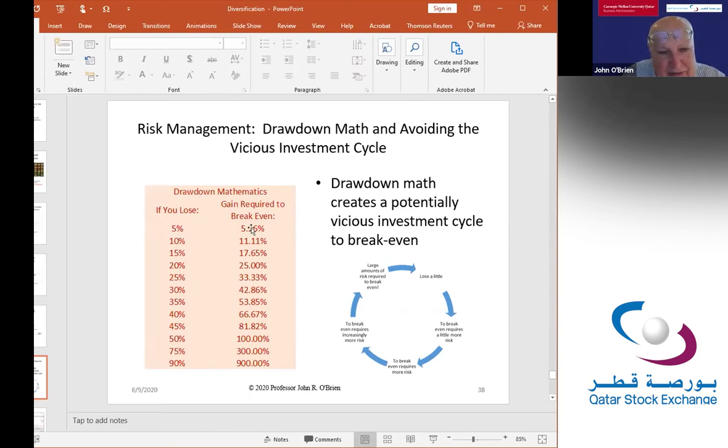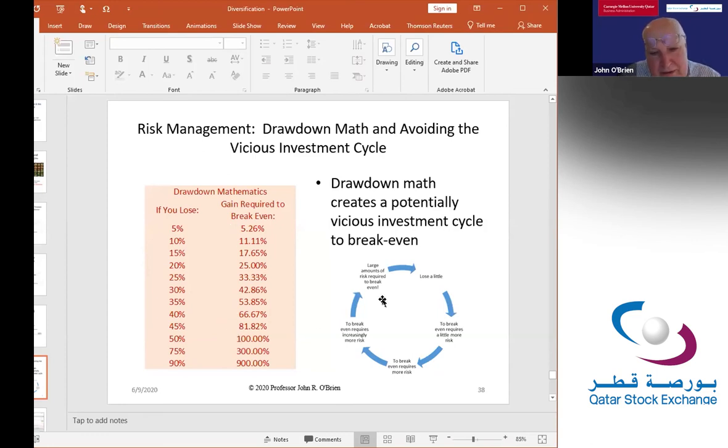The gain to break even now is 5.26%. Okay, so now what do you have to do? You've got to put in a slightly riskier investment. Now, things may work out fine, and then you suddenly lose 10%. Now the gain to break even is 11.1%. If we jump this to 20%, if you lose 20%, you've got to make up 25% to break even. If you lose 40%, now you've got to make up 66% to break even. At 50%, you've got to double your money before you can break even.